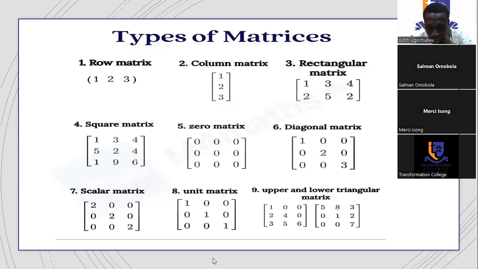Zainab, how did you get 4 minus 8 minus 3? Review your work again. Remember, you're taking it one by one: 1 and 5, you're minusing; 3 and 8, you're minusing; 4 and 3, you're minusing. So review it again, Zainab. Waiting.